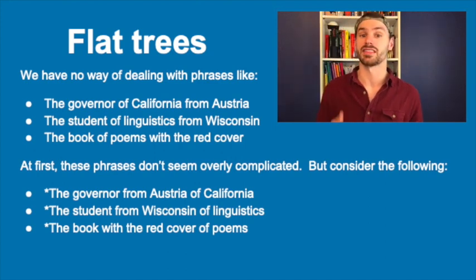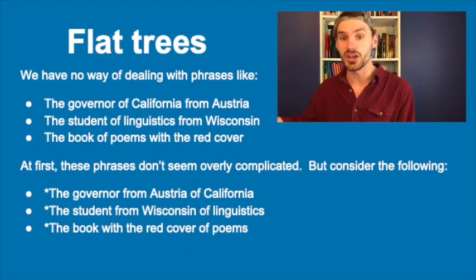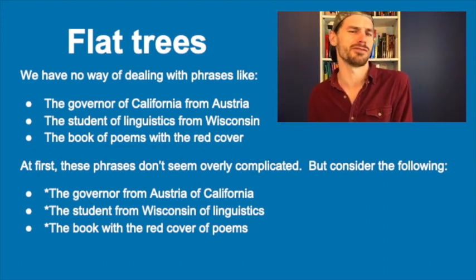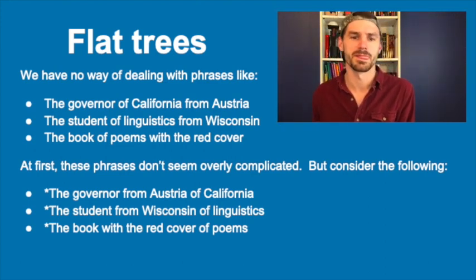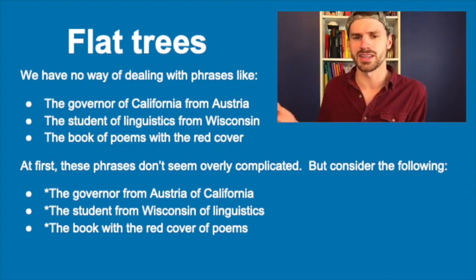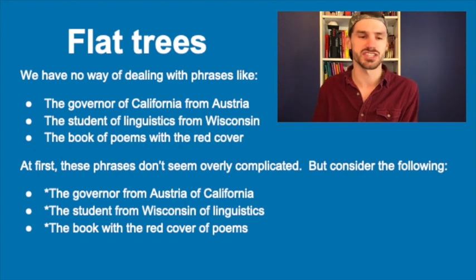So we take something like the governor of California from Austria. If you change it to the governor from Austria of California, that's bizarre. The student from Wisconsin of linguistics, the book with the red cover of poems, it just doesn't work that way.